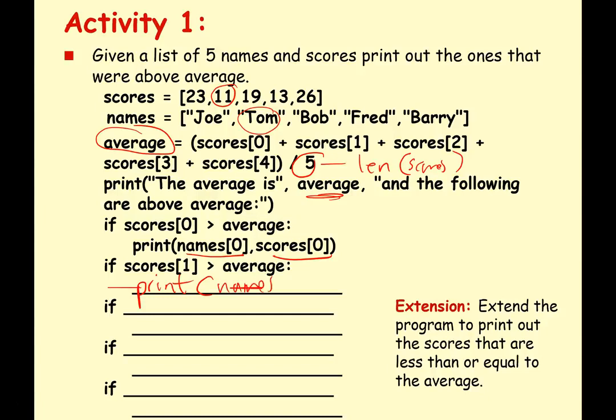We're going to say names, and we're going to say 1. And we're going to have a comma, and then we're going to say scores 1, because we're printing out position 1, which is the second item in our array, and that would print Tom and 11.